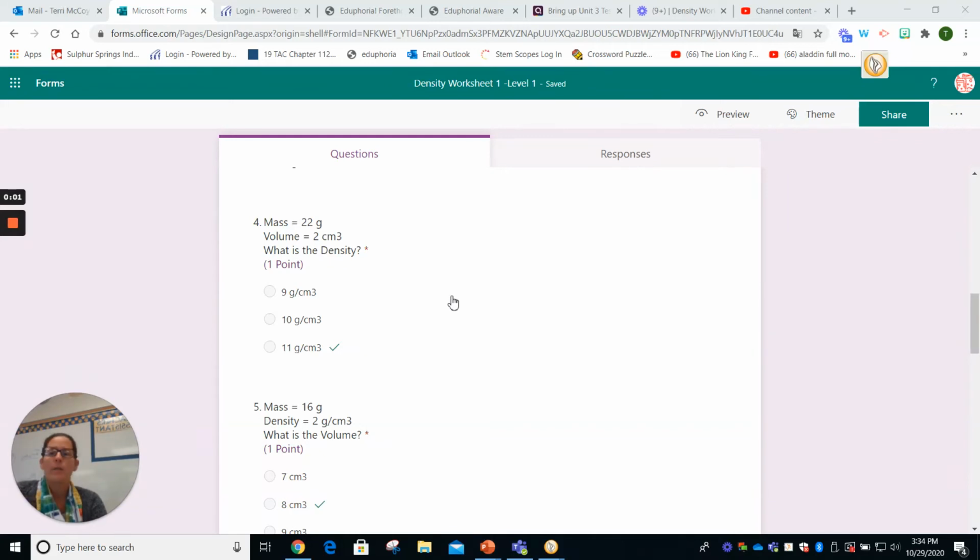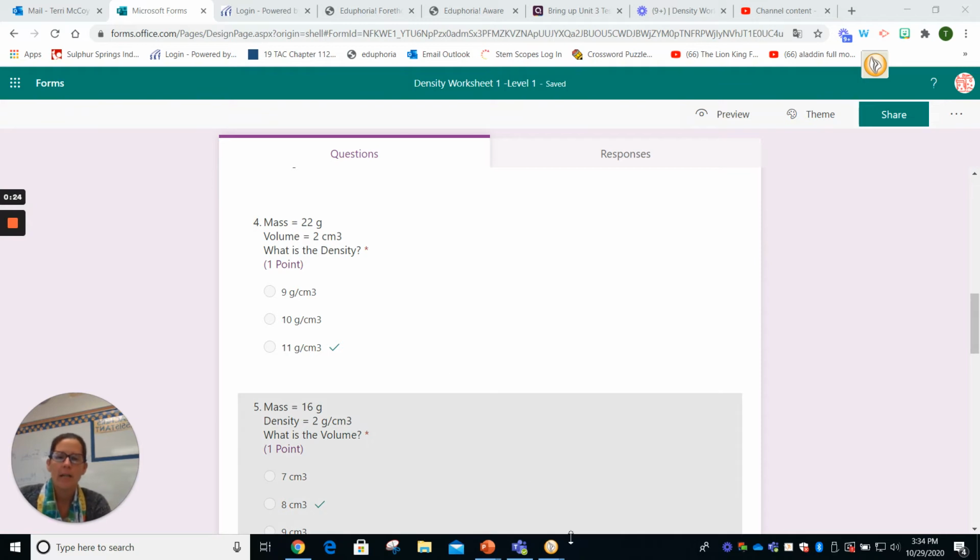All right, let's continue. Let's look at number 4. So number 4 says our mass is 22 grams and our volume is 2 centimeters cubed, and we want to know the density.